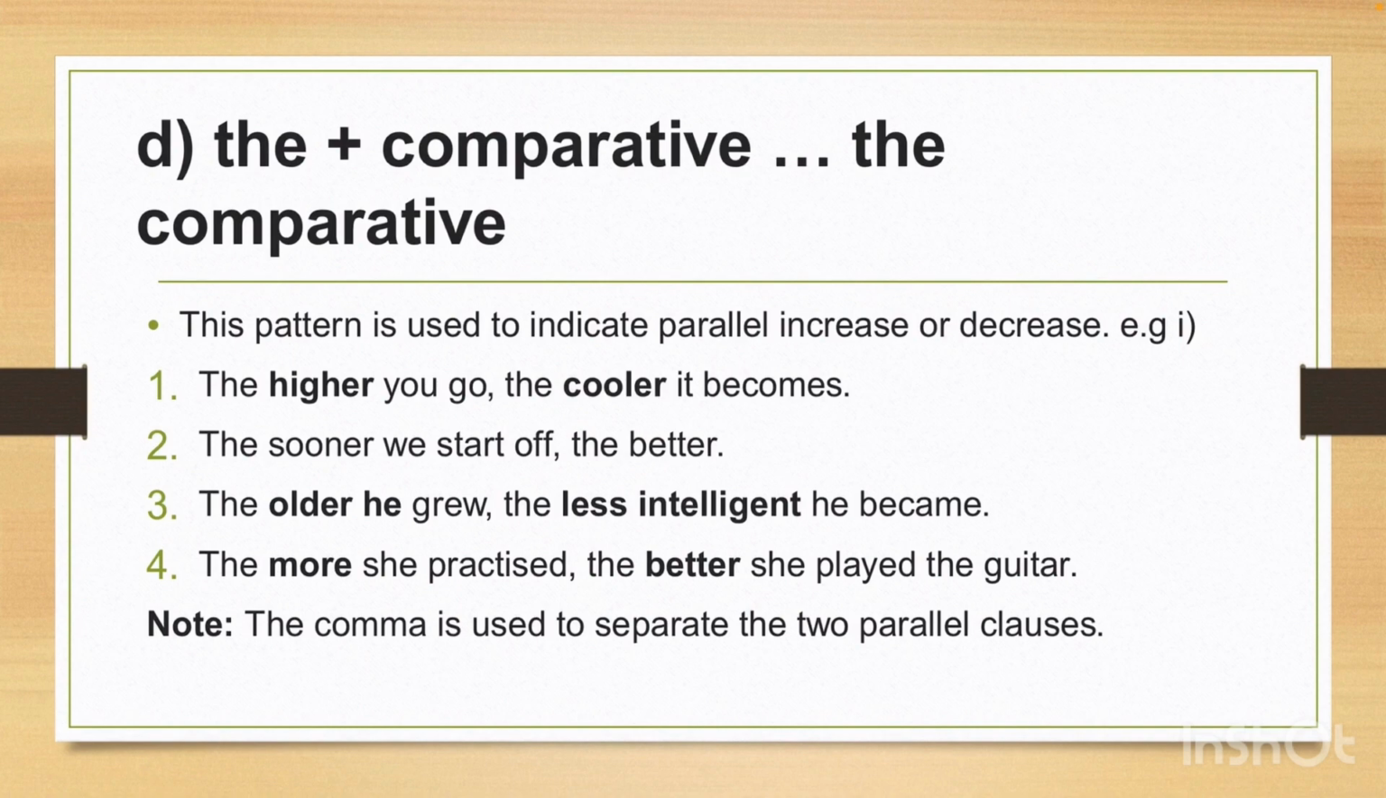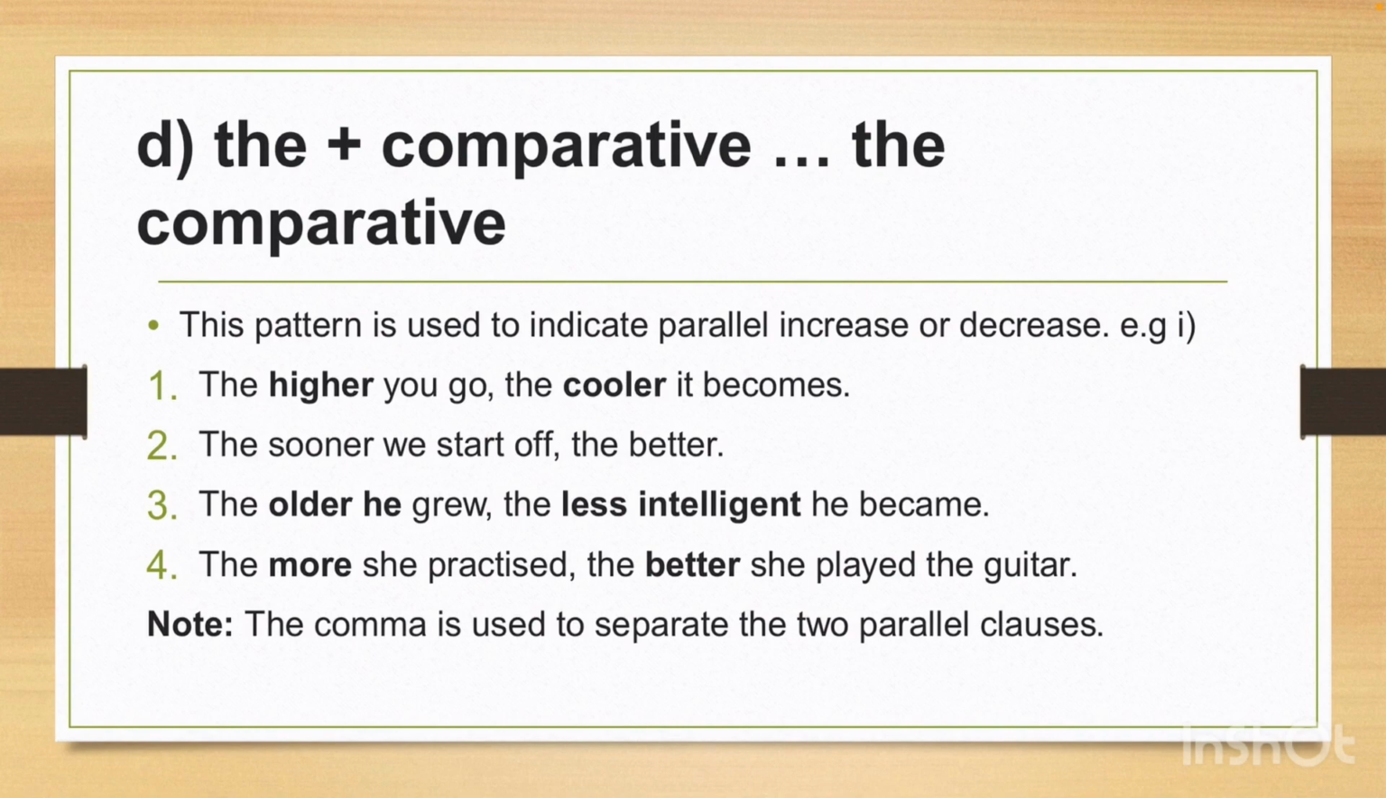So note that when you have a comparative in the first clause, the second clause should also have a comparative. You cannot say the older he grew, the most intelligent he became. The two sentences are not agreeing. The older he grew, the less intelligent he became. Once you see the older here, this is the plus comparative, meaning even in the second clause I'm going to have the plus another comparative. That's why we use less intelligent. The more she practiced, we cannot say the best she played the guitar. That would be very wrong. We're supposed to use another comparative, and that is the better she played the guitar.